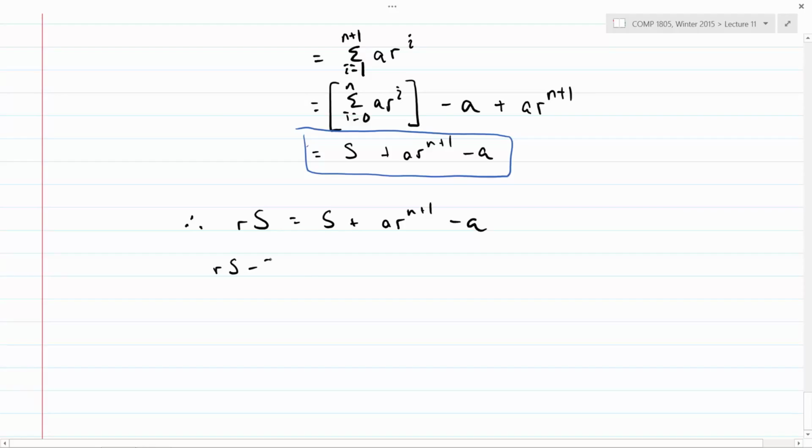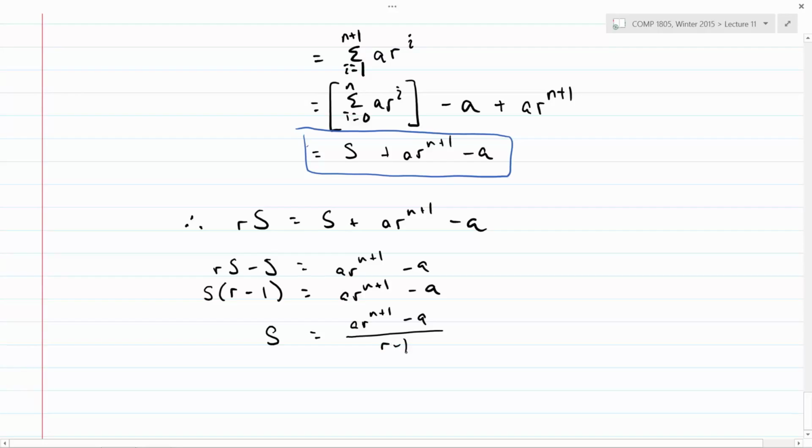Therefore, rS minus S equals ar to the n plus 1 minus a. And now I factor out this S on the left side to get S times r minus 1 equals ar to the n plus 1 minus a. And now I divide through by r minus 1. So S equals ar to the n plus 1 minus a over r minus 1. And notice I'm allowed to divide by r minus 1 because I know that r is not equal to 1. If r were equal to 1, that wouldn't be valid.